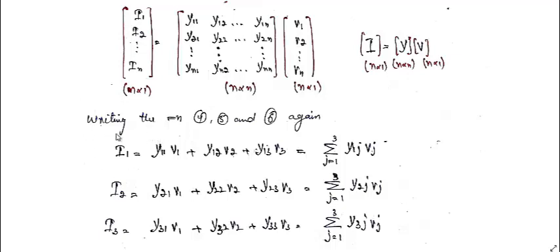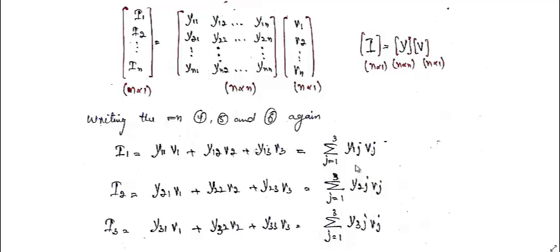Now I'll write down equations 4, 5 and 6 again, just to have some more important things to discuss. I1 is equal to Y11 V1 plus Y12 V2 plus Y13 V3. This is equation 4, 5, 6. We can extend this. We can get these equations from this system also, where we define n is equal to 3.